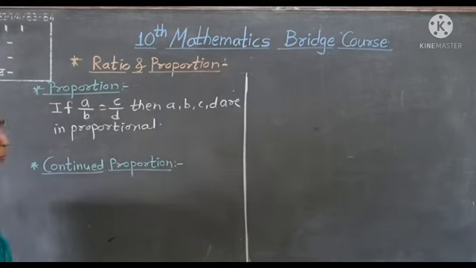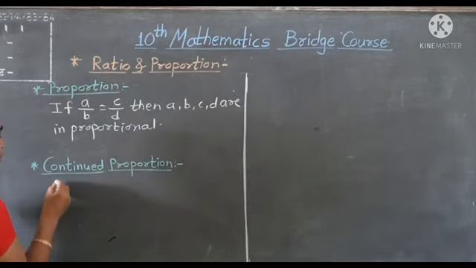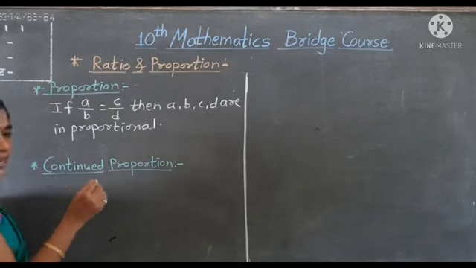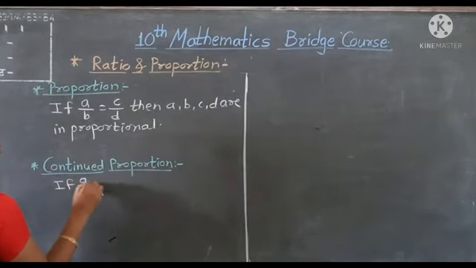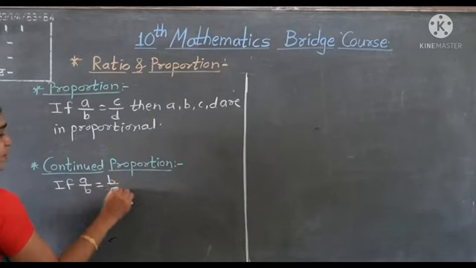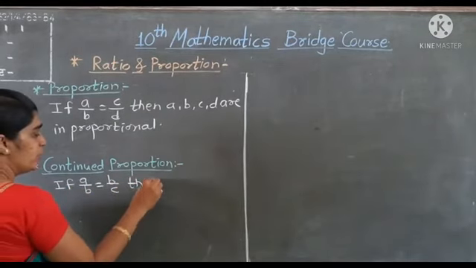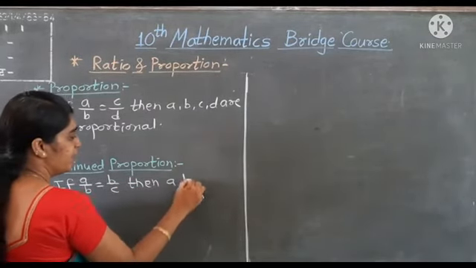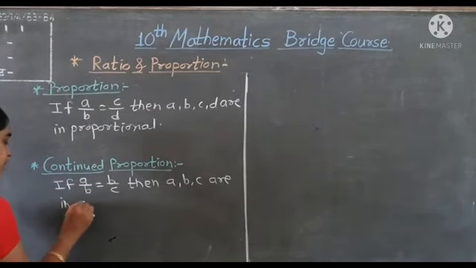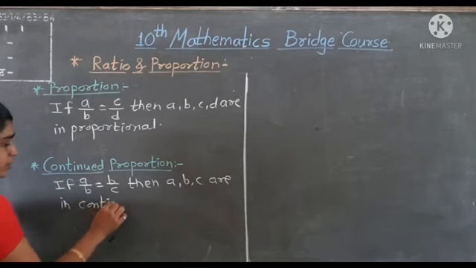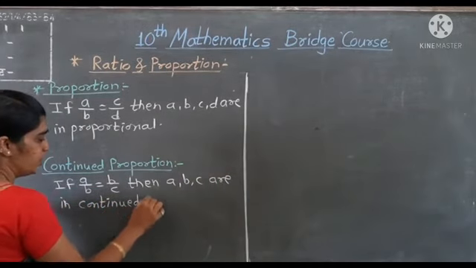These are the proportional. And what is the continued proportional? If A upon B is equal to B upon C, then we say that A, B, C are in continued proportion.